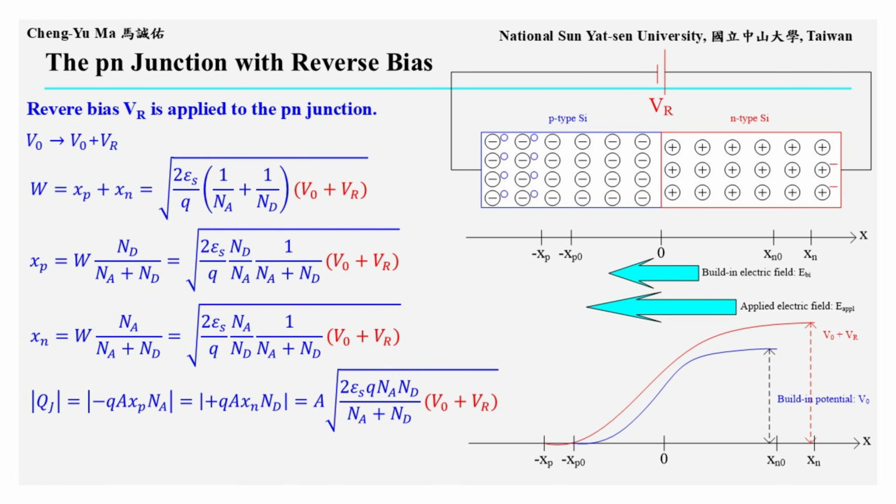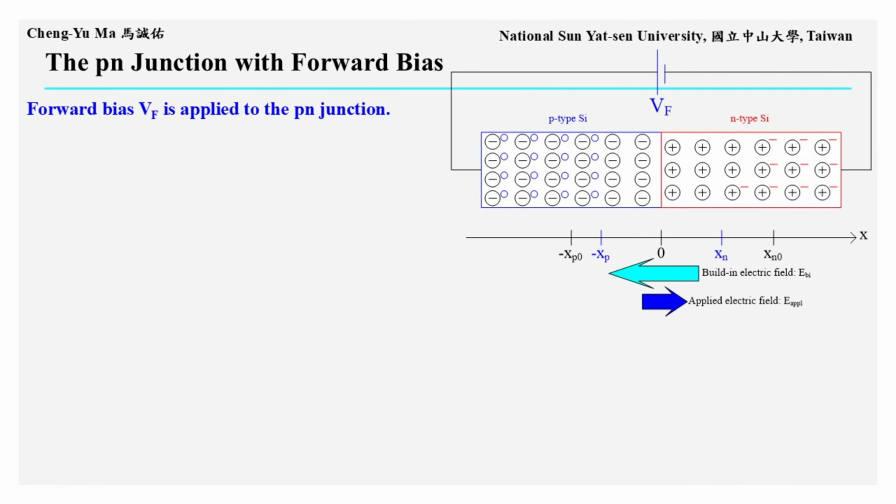Because the total voltage inside the p-n junction increases from V0 without bias to V0 plus VR, both the space charge width and the amount of space charge increase. This is because both are proportional to the square root of the total internal voltage, as shown in the equations on the slide.